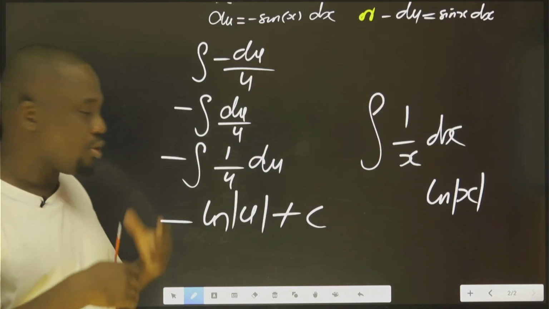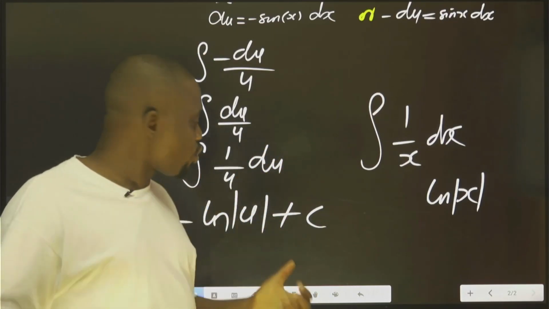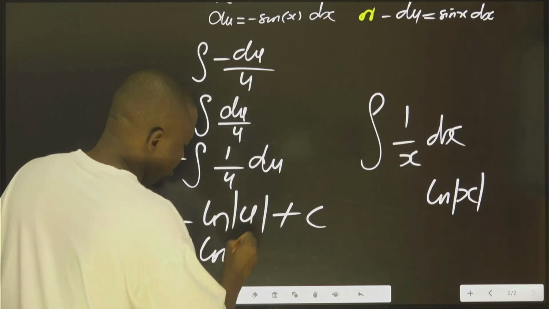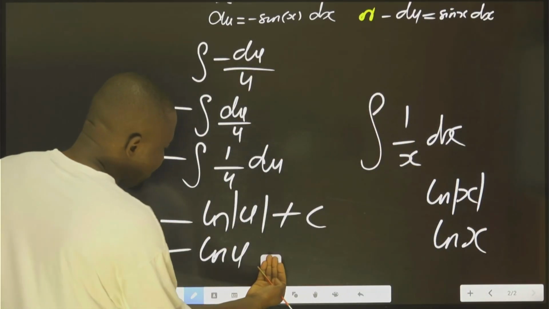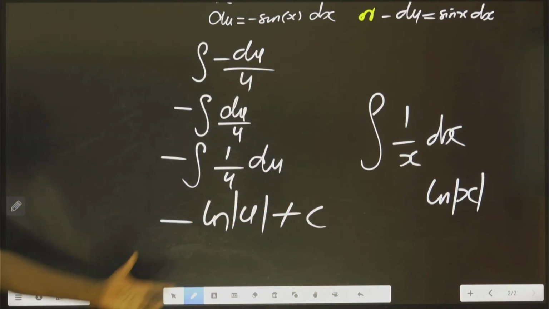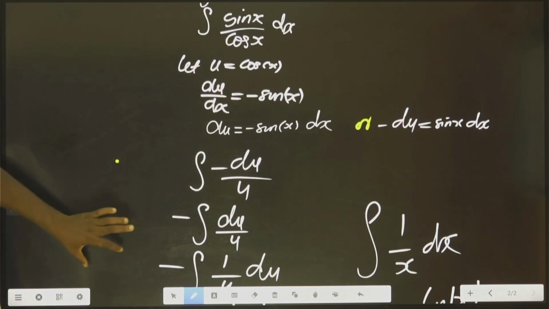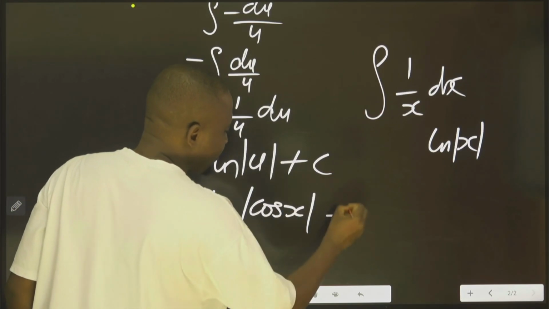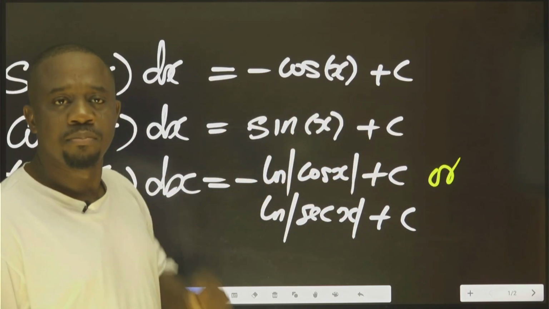Remember that you might decide to put the absolute value, or you might decide to remove it. In some books, they might just represent it simply as ln u, like ln x. But professionally, you have to represent it like this. So all we have to do is go back to the meaning of u: u is cos x. So now we have minus ln cos x plus c. You see where it's coming from? That is this: minus ln cos x plus c.